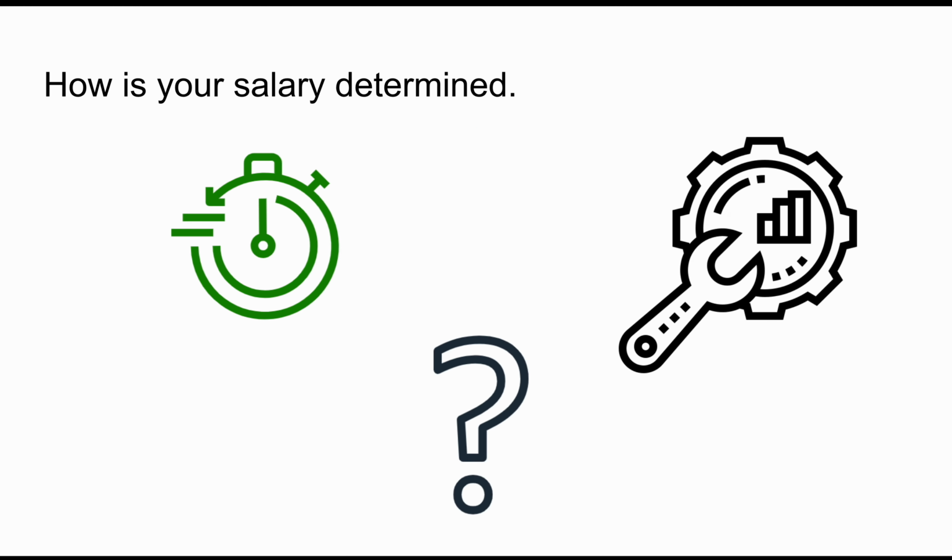The first thing is, how is your salary determined? How does a company or a manager determine your salary? The first thing that they look at is how fast you can solve a problem. Say your friend takes 3 days to solve a problem, but you are able to solve it in just 1 day, you will definitely be paid higher than your friend.